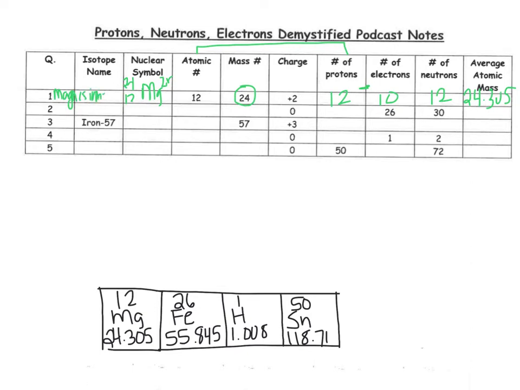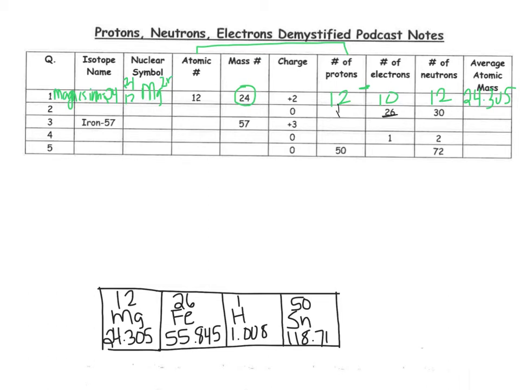Usually you'll see a little dash and then the mass, which is 24, and that's really hard to do without an Apple Pencil. Okay, let's try another one. All right, number 2 here doesn't give us an atomic number or a mass number, but it says that it has no charge.